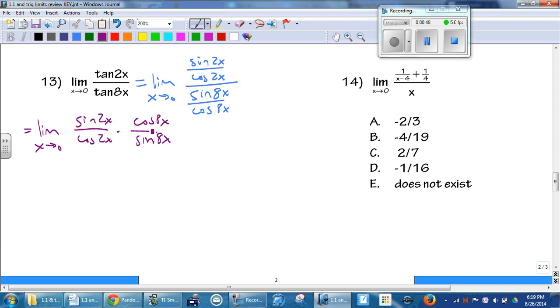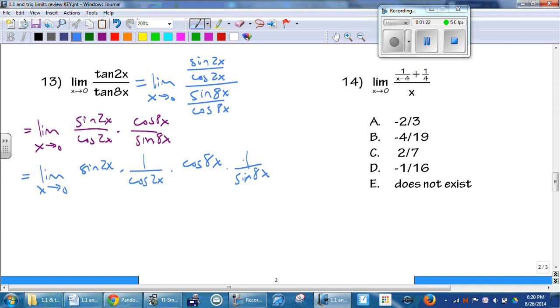But now we need to go ahead and split everything up. So we have limit as x approaches 0 of sine of 2x times 1 over cosine of 2x times cosine of 8x times 1 over sine of 8x. So remember, the cosines, we don't have to worry about those, because if we approach 0, we're approaching cosine of 0, which is just 1, so that's not a big deal. The sines, though, we have to take care of.